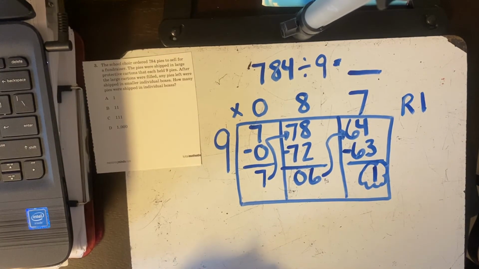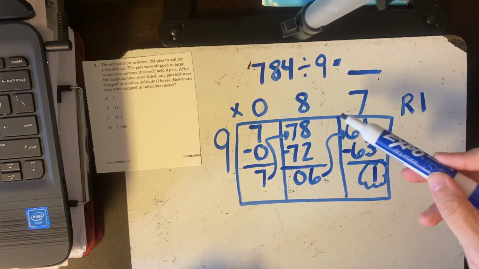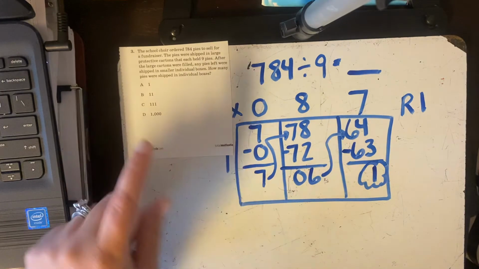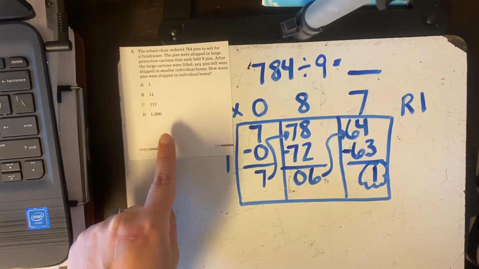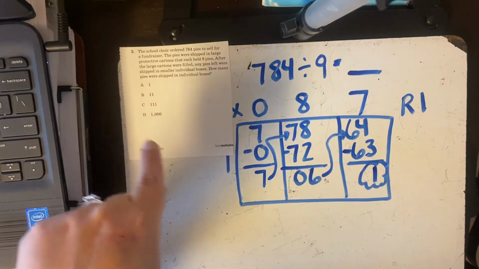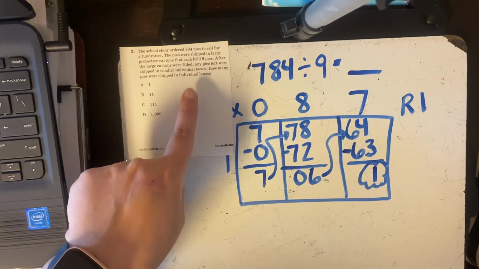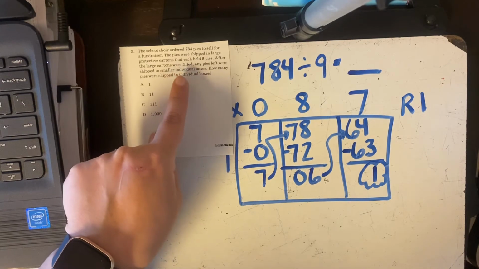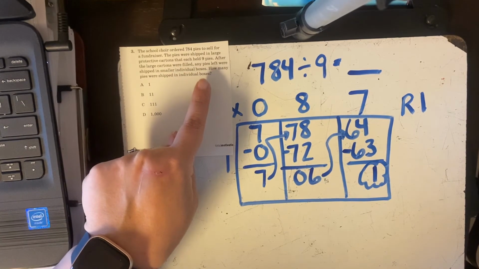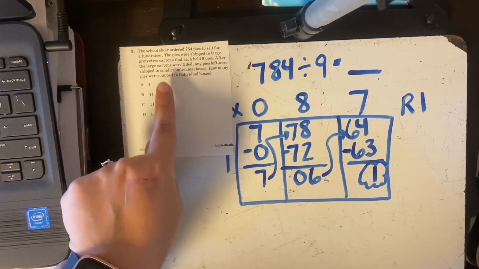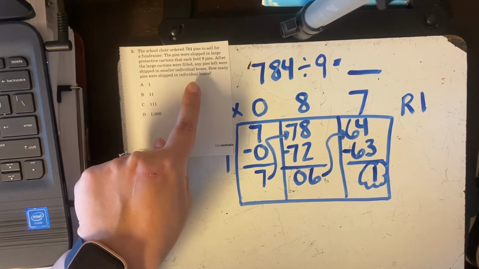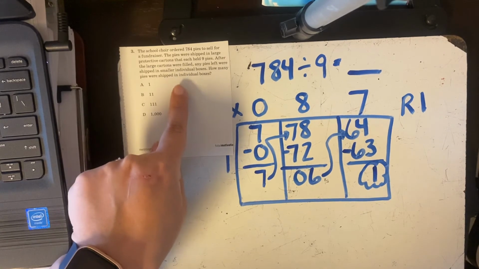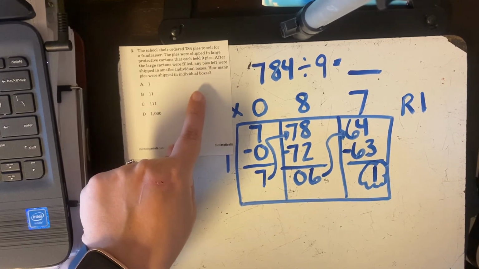So let's talk about the answer of 87 remainder 1. When you look at your multiple choice answers, that's not an option. So let's go back and reread the second half of the problem. After the large cartons were filled, any pies that were left over were shipped in smaller individual boxes by themselves. So how many pies were shipped in those individual boxes?